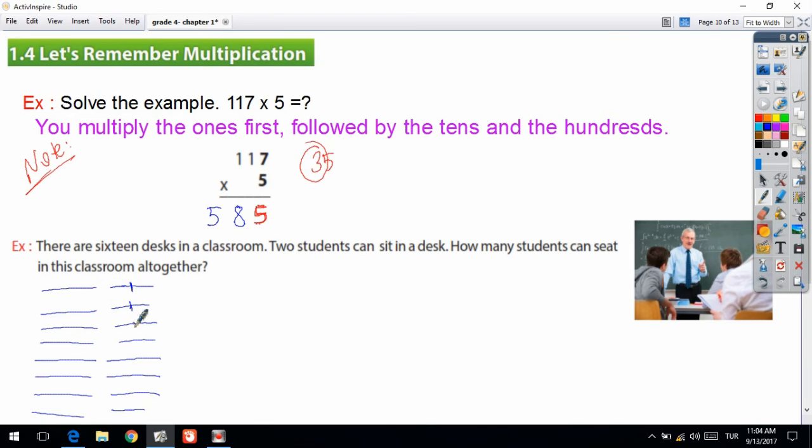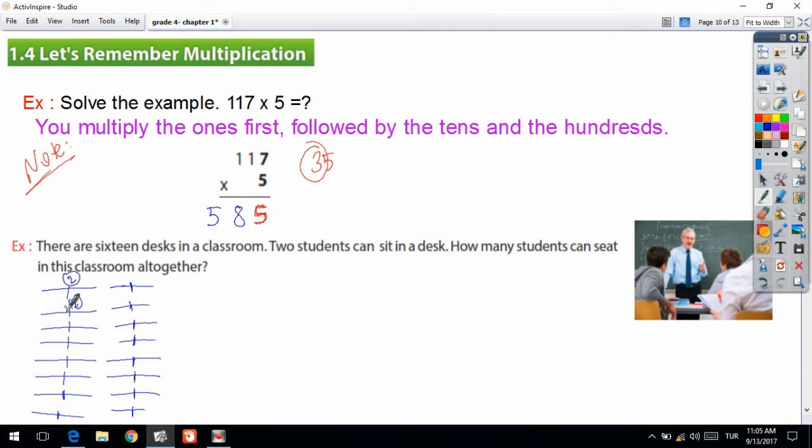2 students, yes, 2 students are sitting each other in a desk. How many students can sit? How many students can sit in this classroom? How many students here? 2. Also 2 students here. How can I solve it?